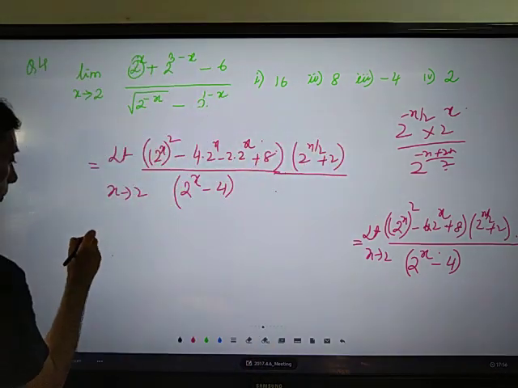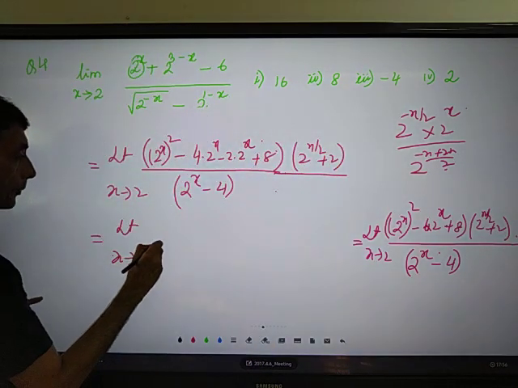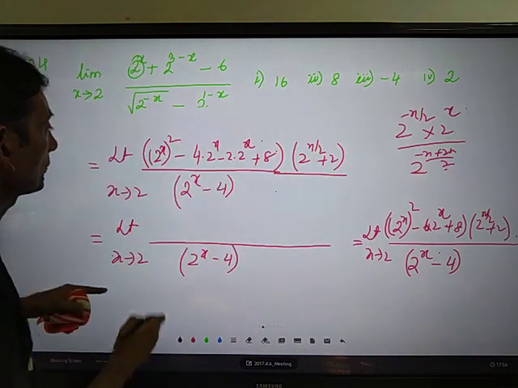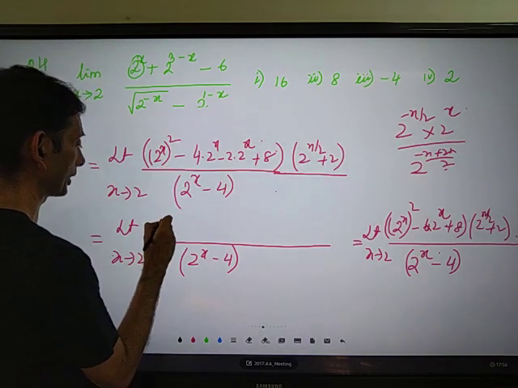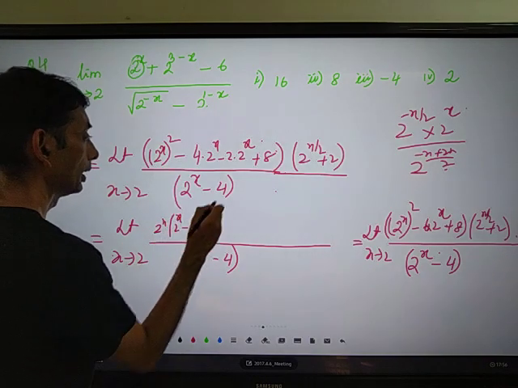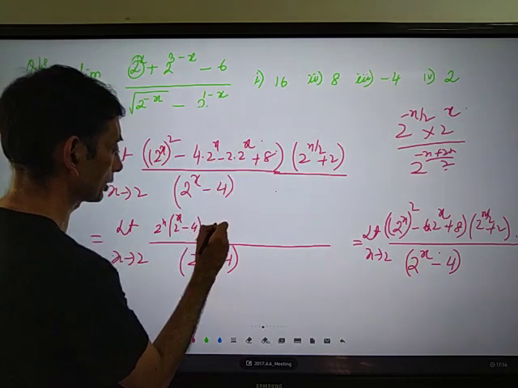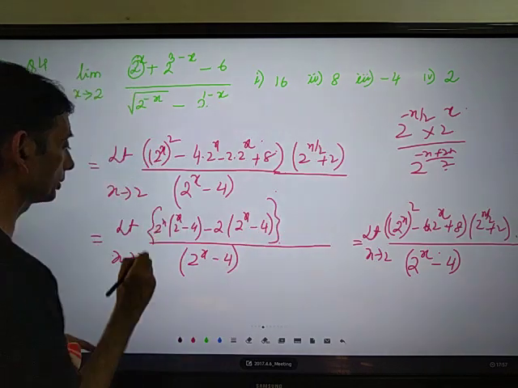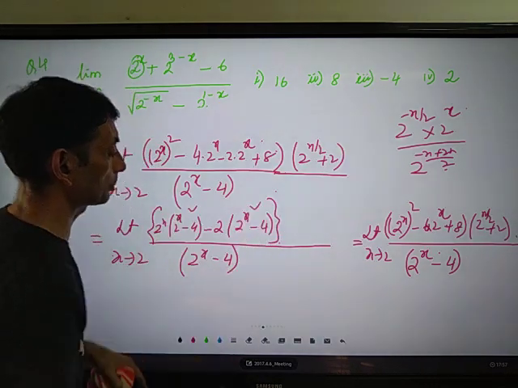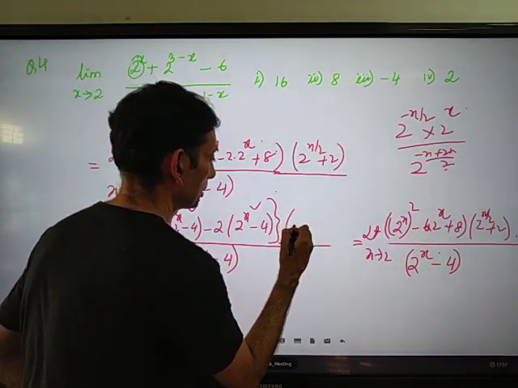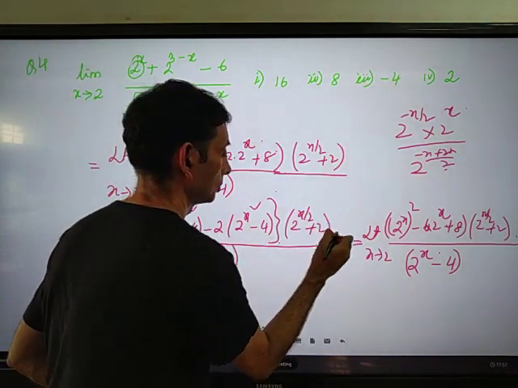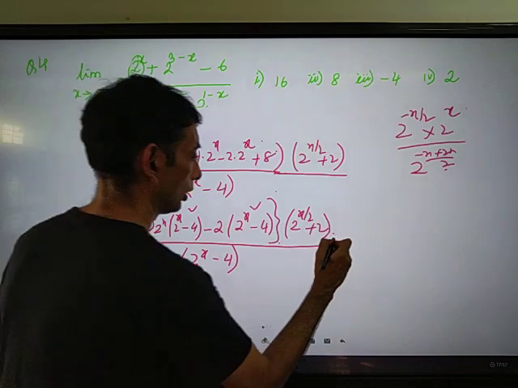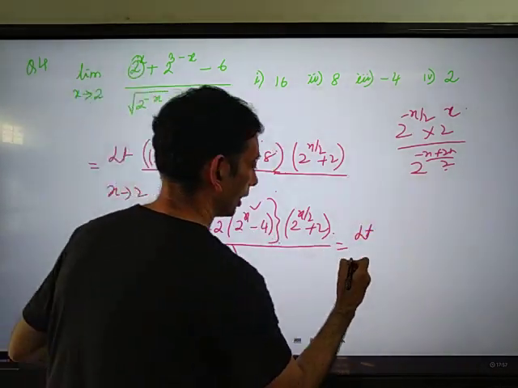Done. Now what's the next step? Limit x tends to 2. Okay, this is 2 to the power x minus 4. And this can be easily factorized. From this expression you can take 2 to the power x common, so there will be 2 to the power x minus 4. And from this expression you can take minus 2 common, so 2 to the power x minus 4. Done. Most important, you are taking a common term 2 to the power x minus 4, and this is multiplied by 2 to the power x by 2 plus 2. Done. So I'm just going to write the next steps. Okay, I hope you got the idea how to solve this sum now.